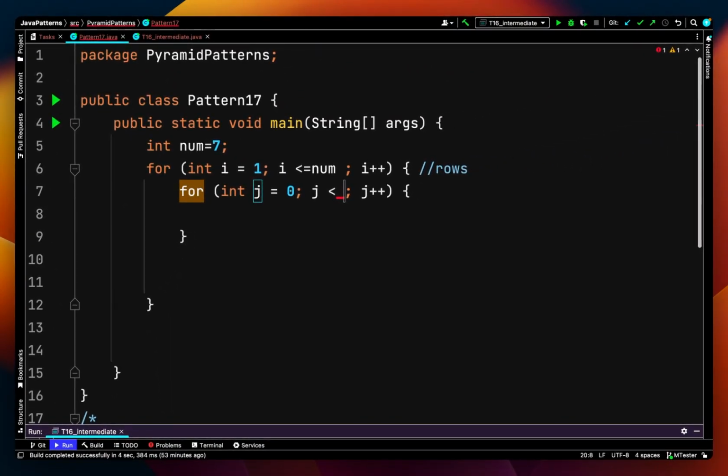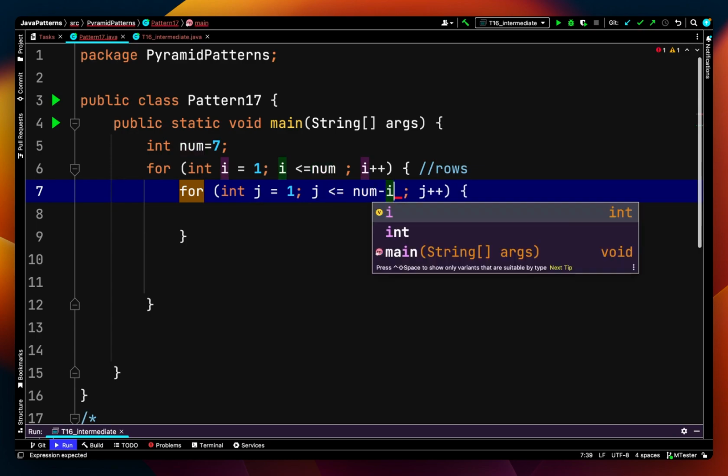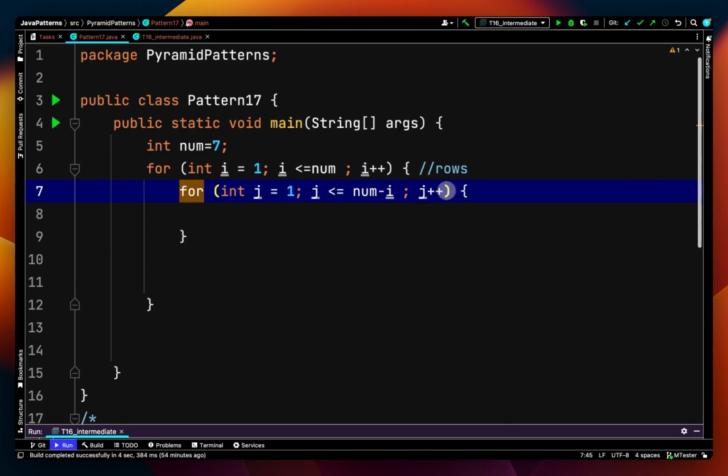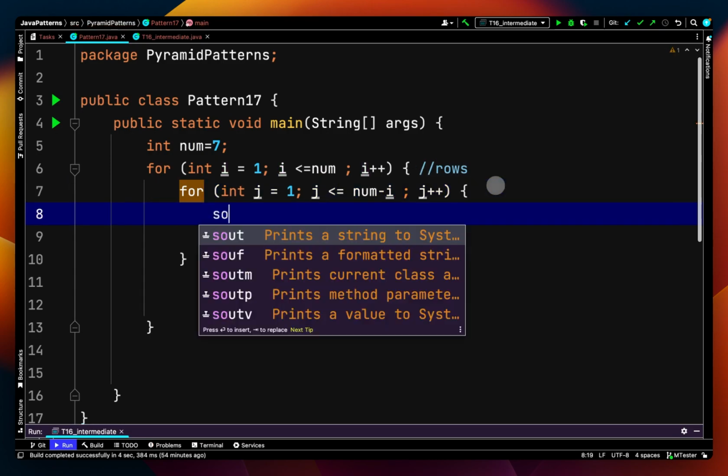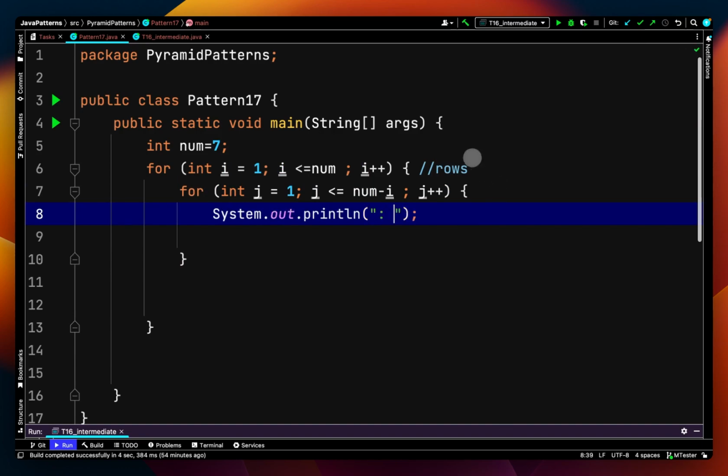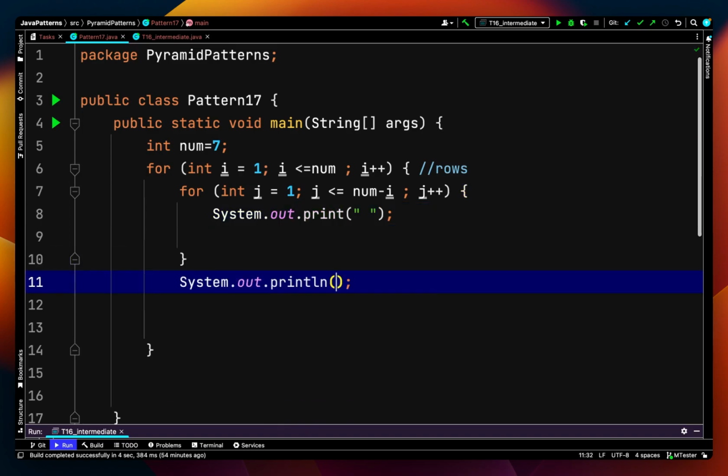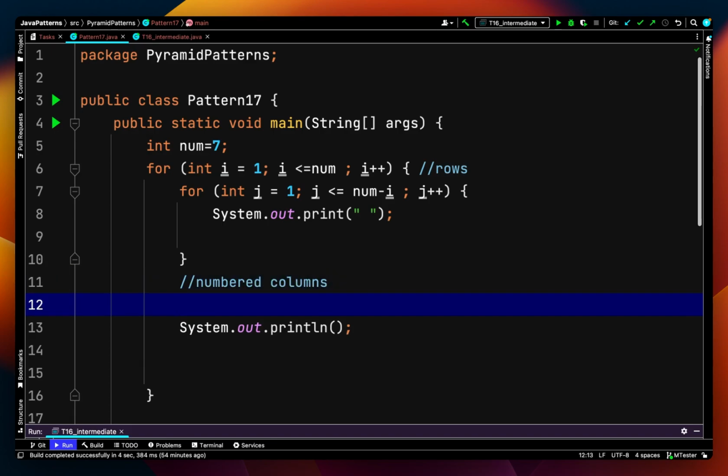So we're going to say j is equal to 1, and then j is less than or equal to num minus i. And then we're going to say j plus plus, and let's print our spaces. And this is a print statement and not a println. Okay, and then we printed our lines. Now let's print our numbered columns.